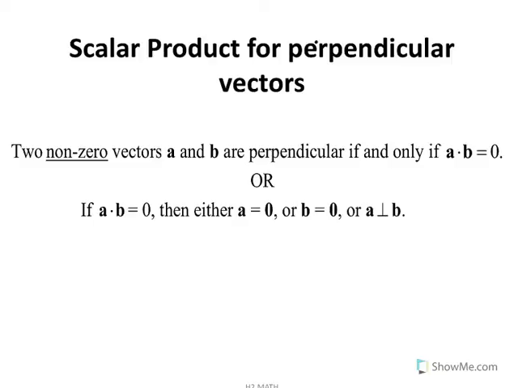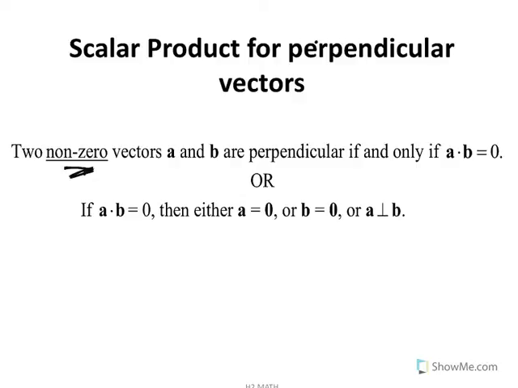Okay, so this is a scalar product again, about perpendicular vectors. So two perpendicular vectors, right? If they're not zero, they are perpendicular if and only if A dot product with B is equal to zero. Now, we stress the fact that it has to be non-zero, right? Because if it's a zero, then it's meaningless.